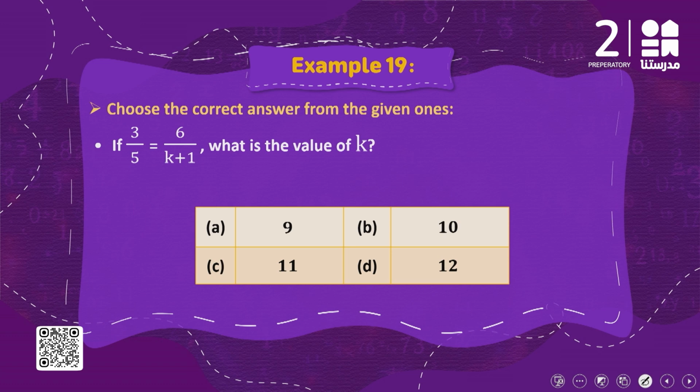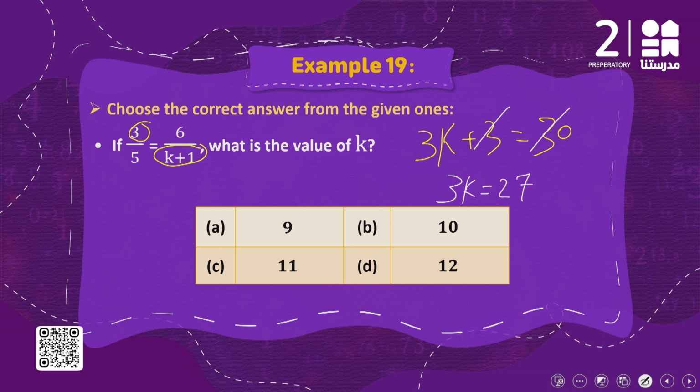Find the value of k. Here you just use the cross multiplication property. Now you have 3 multiplied by k plus 1, so it's 3k plus 3. Take care, as 3 is multiplied by the whole expression, equal to 5 times 6, this is 30. Now let's start solving this one. Subtract 3 from both sides. Now we have 3k equal 27. Divide by 3 for both of them. 27 divided by 3 is 9.